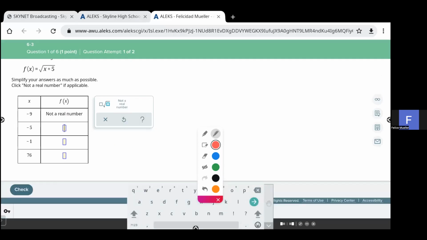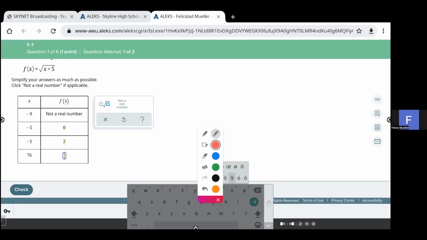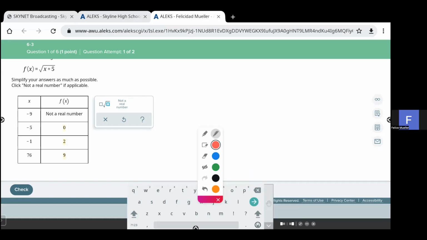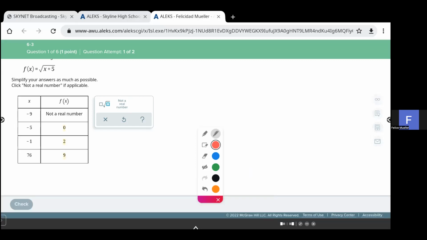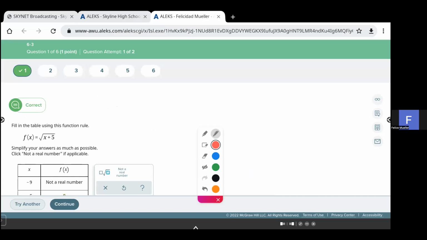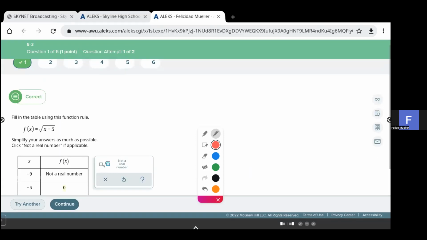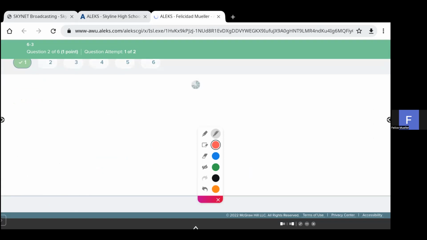And so by typing this in the calculator, pulling up my table, -5 plus 5 is 0, square root of 0 is 0. -1 plus 5 is going to be 4, square root of 4 is 2. 76 plus 5 is going to be 81, the square root of 81 is 9. And again, if you just pull up a table of values, you can do it that way. Desmos is probably going to be your best friend on this.